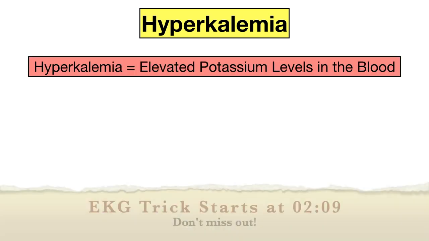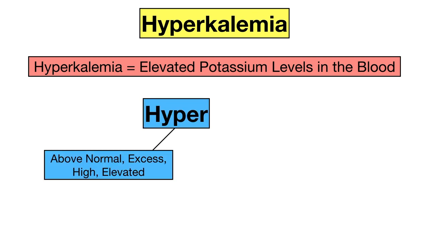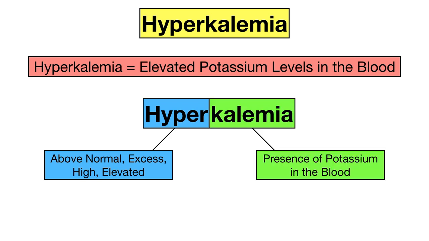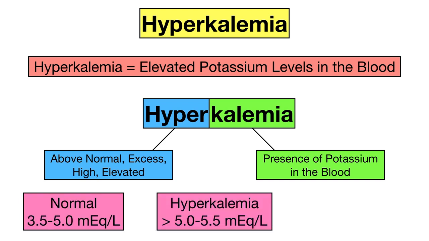Hyperkalemia is a medical term that means higher than normal potassium levels in the blood, and this makes sense. We know from our medical terminology videos that hyper means above normal, excess, high, or elevated, and kalemia means the presence of potassium in the blood. So hyperkalemia refers to elevated levels of potassium in the blood. The normal range of potassium for most labs is about 3.5 to 5. This means that for most labs, a value greater than about 5 to 5.5 will be considered high.